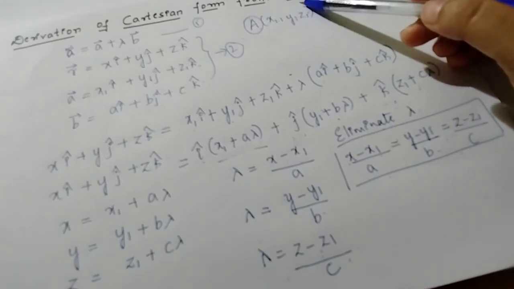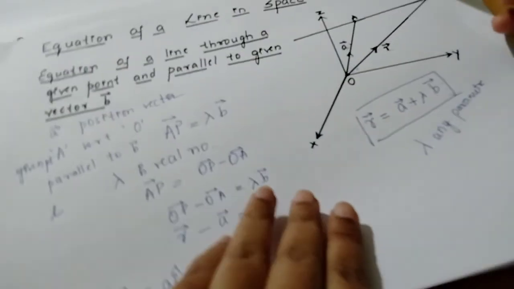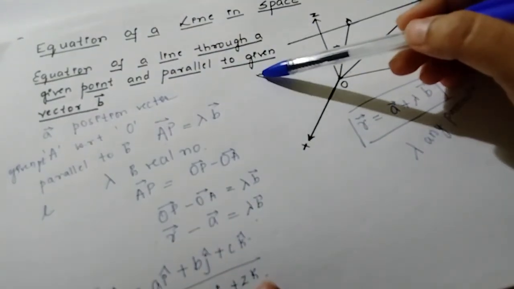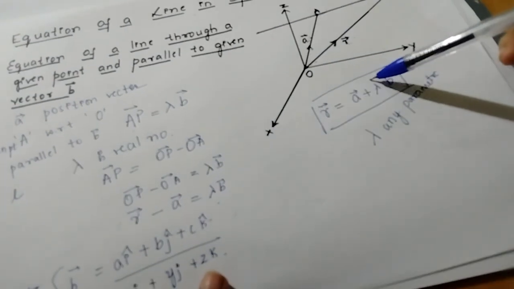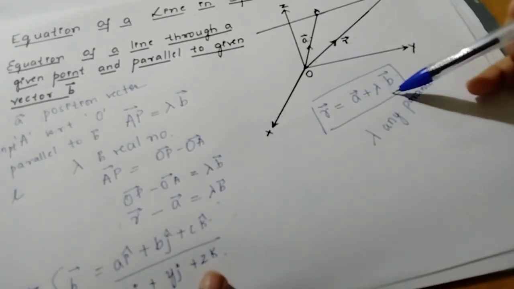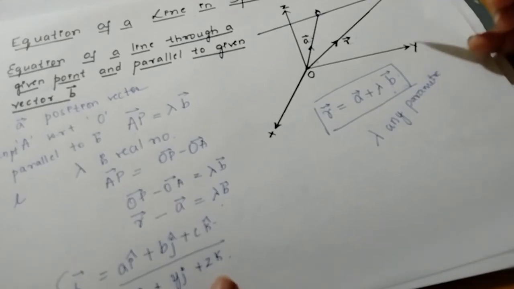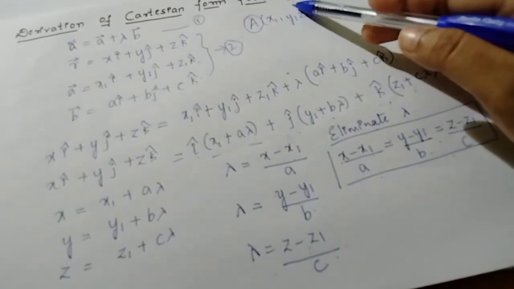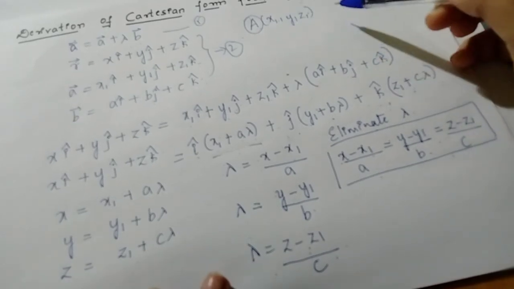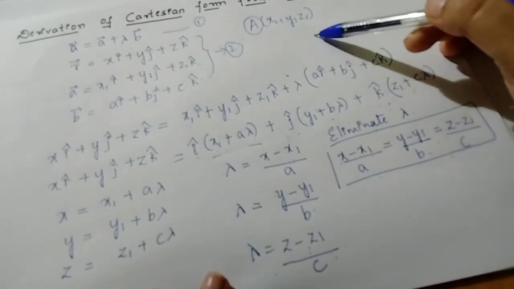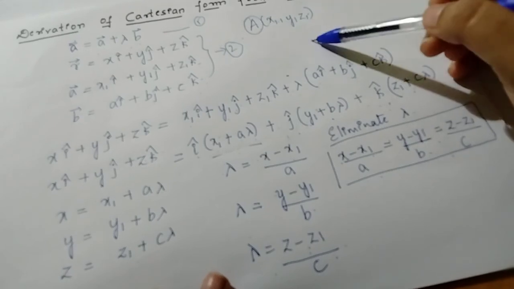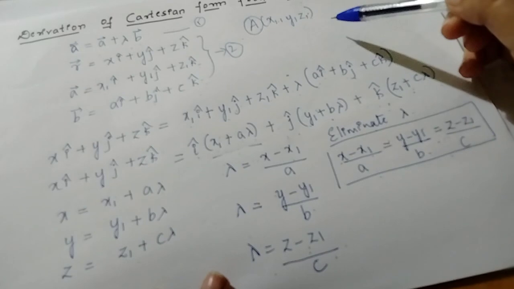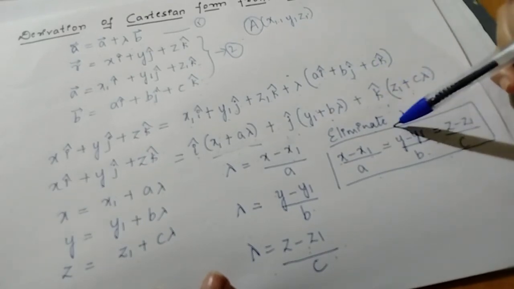So first what we have derived is the equation of a line through a given point and parallel to the vector b. This is what we got, a plus lambda times b. Next, the same derivation we have derived in Cartesian form. They can ask any example: derive the Cartesian form from vector form of an equation of a line through a given point which is parallel to vector b. When asked, you have to derive this equation.